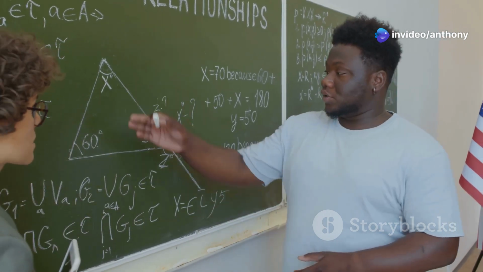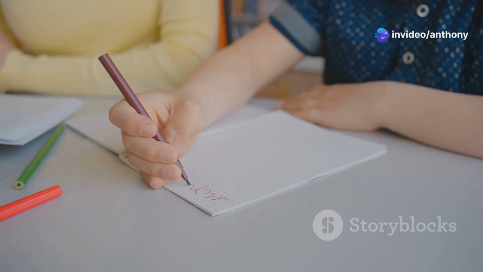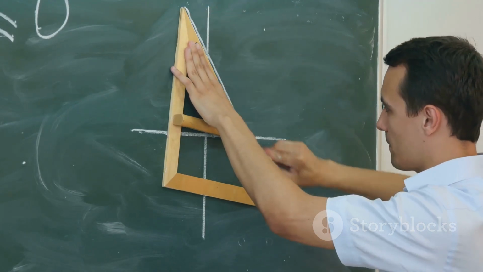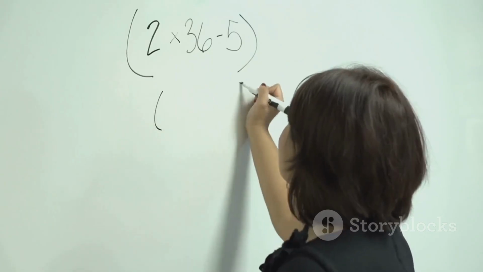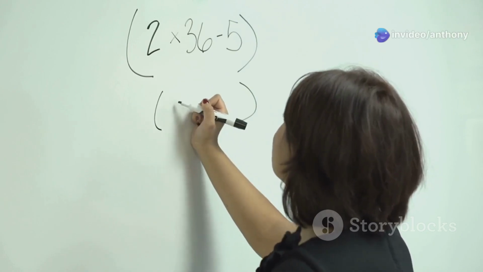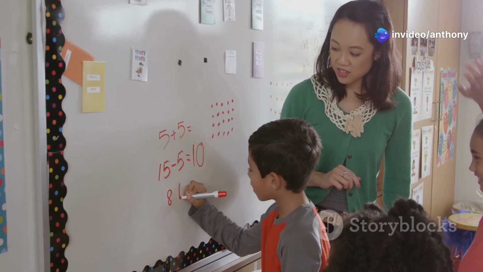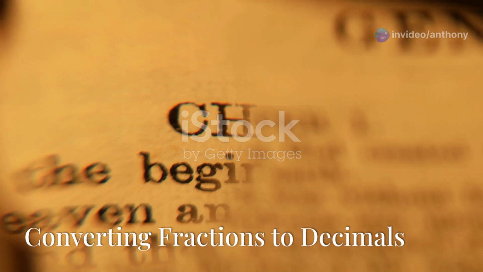Chapter 4. Dividing fractions. Now, let's divide 7/8 by 1/4. When we divide fractions, we flip the second fraction and multiply. So 7/8 divided by 1/4 becomes 7/8 times 4 over 1. Multiplying across, we get 28 over 8. Simplifying, we get 7 over 2.